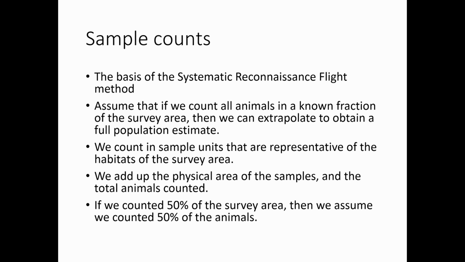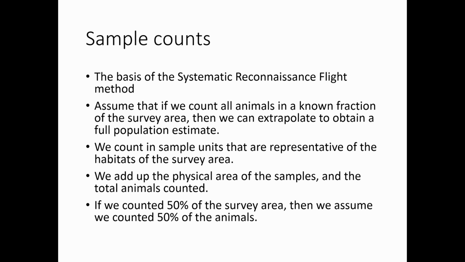We count in sample units that are representative of the habitats of the survey area. So, for example, if we cover it with regularly spaced transects, we'll know that we will get the woodlands in the proportion that the woodlands exist in the survey area, the grasslands in the proportion that they represent. And we know that we are sampling those representative habitats, and we are not biasing towards the woodlands, which may be in one corner, or towards the grasslands, which are in the other side of the area. We're looking at the whole area in a systematic way.